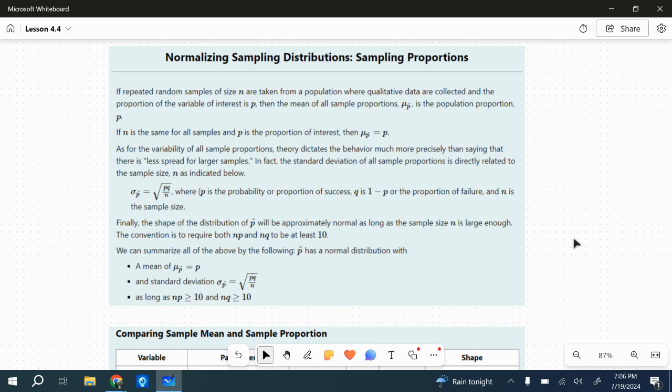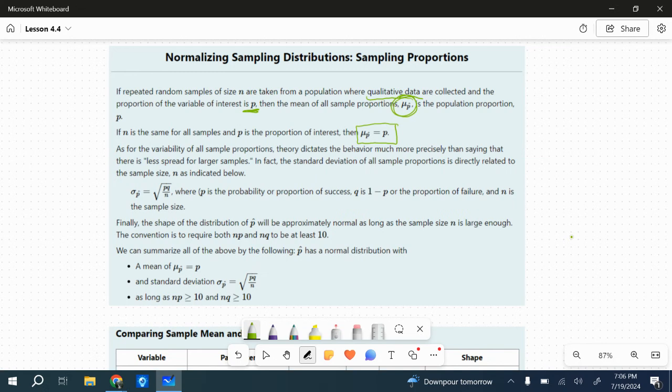So if we have repeated random samples of size n that are taken from the population, where it's qualitative data. The key here is that it is qualitative data, instead of quantitative data. Then the proportion of interest is p. And the mean of all the sample proportions is mu sub p hat, or mu of p hat. What we know about these two things is that they are equal. So here is the formula for the mean of a sampling distribution of sample proportions: the mean is equal to the proportion of the population.